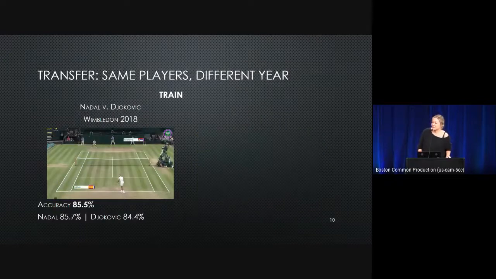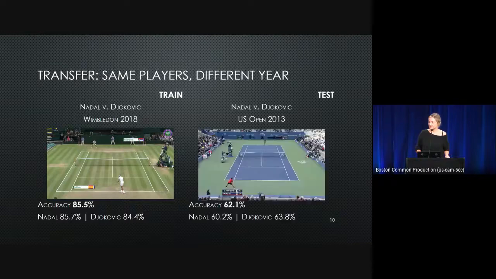Okay, so how about if we take the same players, Nadal versus Djokovic, and we've got an 85.5% accuracy. More or less all of the tennis that I tested on was approximately around there. Some were higher in the low 90s, some were lower in the low 80s, but that really converged around there for accuracy with just two players. We're going to test on 5 years previously. And you can see that it's still above chance. The accuracy is 62.1%, and those ratios stay roughly the same.